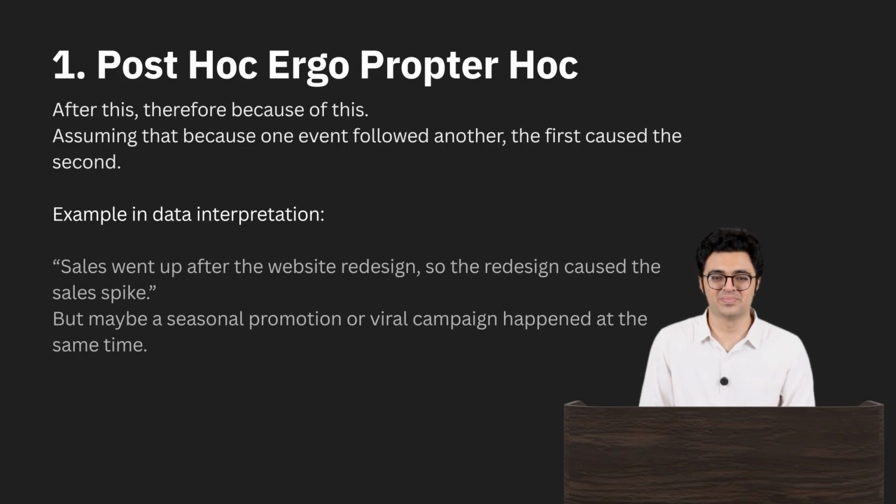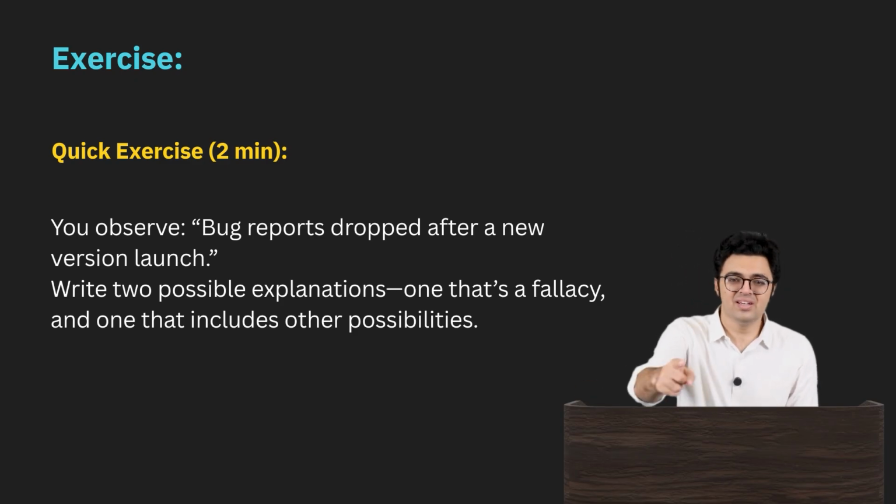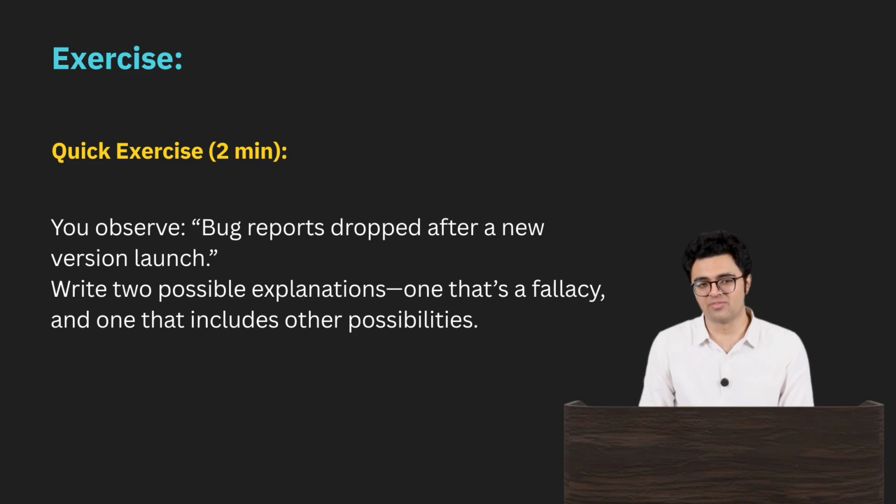Here's an exercise for you. You observe that bug reports dropped after a new version launch. Write two possible explanations, one that is a fallacy and one that includes other possibilities. So, I am asking you to commit a deliberate mistake. First, go by what your instinct tells you, and then create another logical loop for all the other possibilities that our instinct naturally does not gravitate towards. I will get back to you with the second logical fallacy very soon.